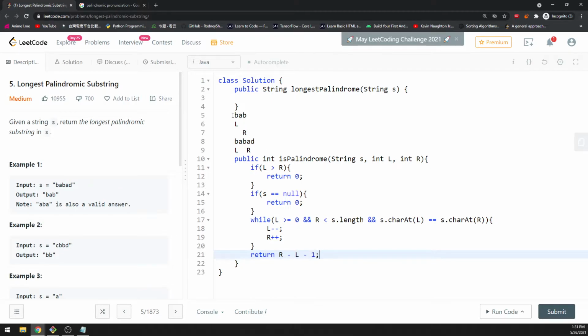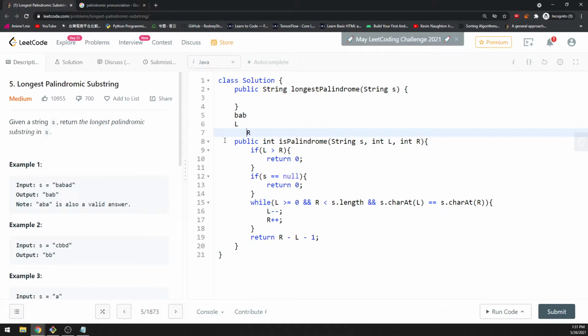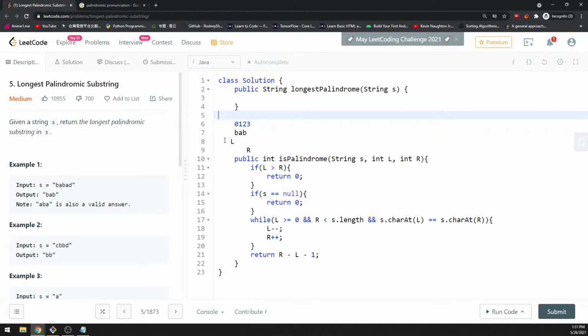Here's why. If you have this example, this is a palindrome, of course, but you will break out of the loop like this. So L will become negative 1, this is 0, this is index 1, 2, 3. So 3 minus negative 1 is 4, but 4 minus 1 is the length of 3. We return the length of 3, not length of 4, or not length of 2. So make sure you subtract 1.